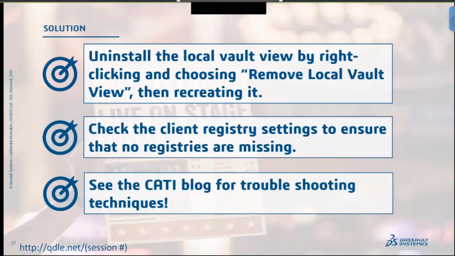When creating a local vault view, it actually sets up registry settings on the back end, which may be corrupt or incomplete at that point. We always recommend doing it in the cleanest way possible, using the out-of-the-box functionality, by right-clicking and choosing to remove it, and then recreating it through the view creation tool or inside the admin. Now, we could also check your client registry settings to ensure that none of them are missing. So this is more of a back-end way of doing it.